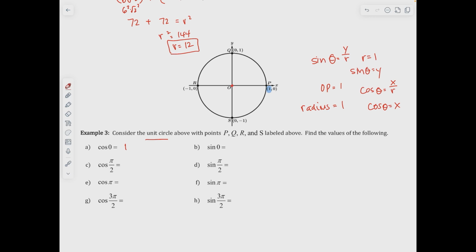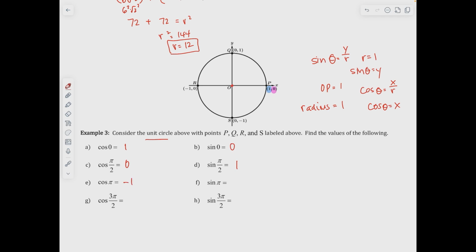For letter B, what is sine of 0? When you're doing sine of 0, it's asking you what's the y coordinate at 0. So the y coordinate at 0 is 0, so sine of 0 is 0. Okay, cosine of pi over 2, the x coordinate is 0. The y coordinate is 1.